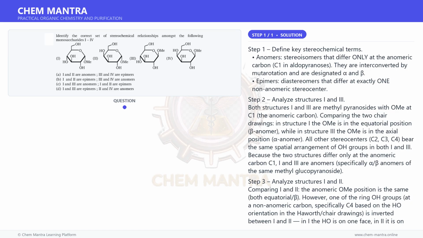Step 4. Confirm option C. Option C states I and III are anomers, I and II are epimers. This matches the analysis in steps 2 and 3 exactly.